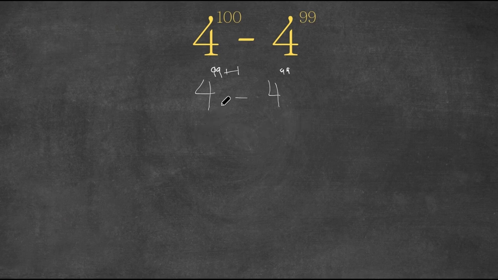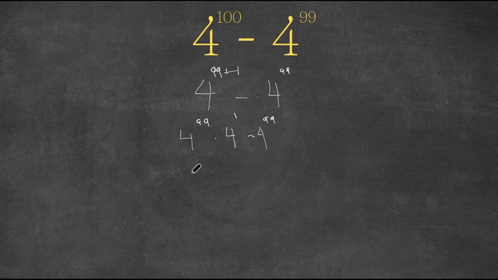So what we're going to do to this 4 to the power of 99 plus 1 is rewrite this as 4 to the power of 99 times 4 to the power of 1, minus 4 to the power of 99. We're keeping that same. All right, so now, as you can see, we have two 4 to the power of 99s.